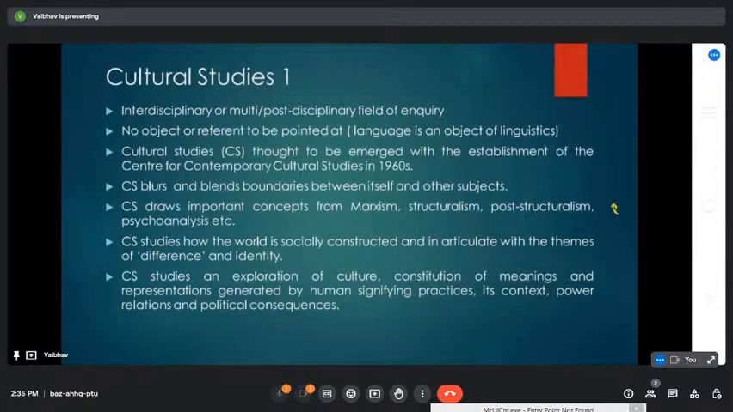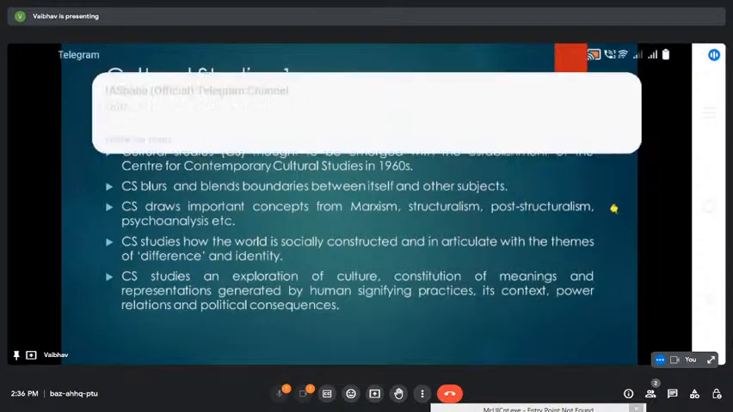During the 1960s, it was the post-war, post-Second World War period. Of course, socio-economic changes were there, cultural changes were there, and there was a great upheaval in society in Britain. And when the Centre for Contemporary Cultural Studies was established, earlier it was denied. So it is generally thought that cultural studies emerged in the 1960s, and of course there is the milestone of the establishment of the Centre for Contemporary Cultural Studies at Birmingham.